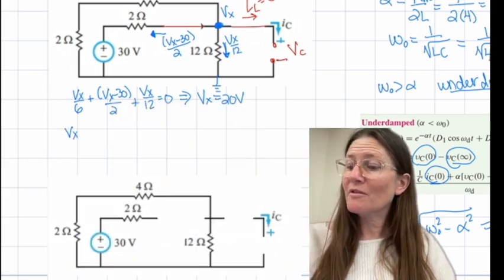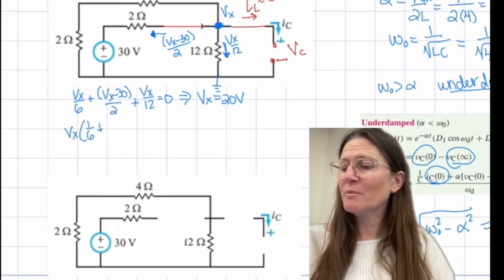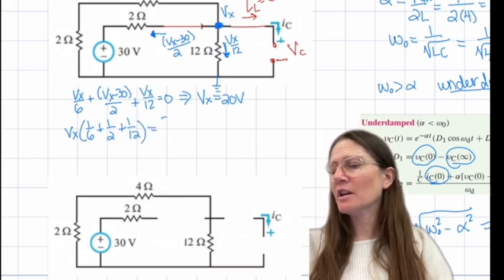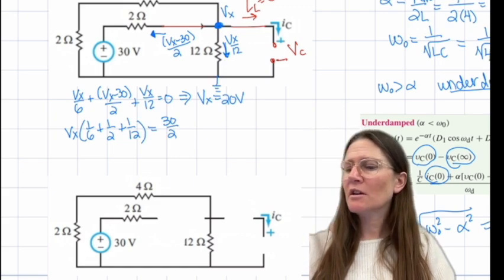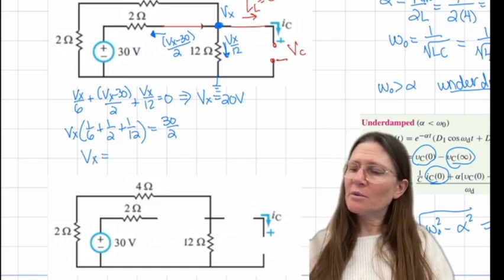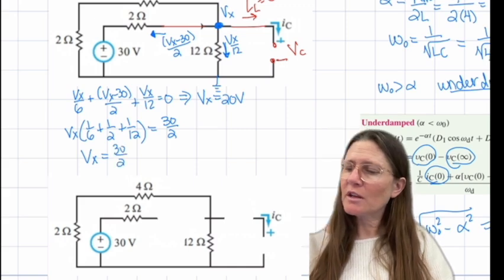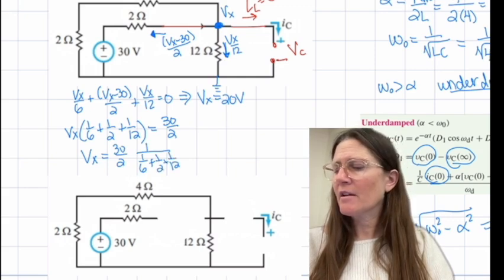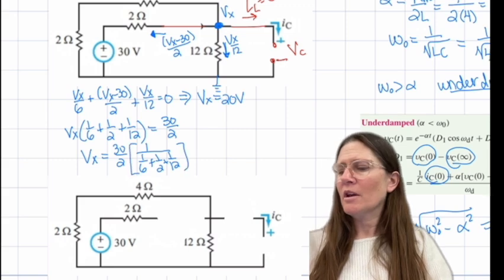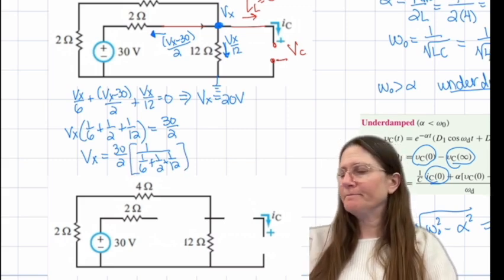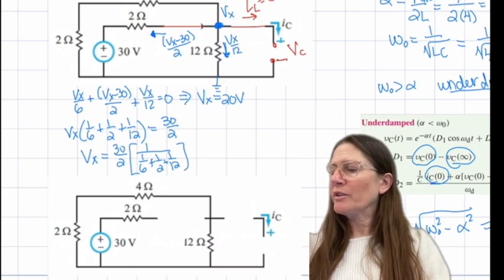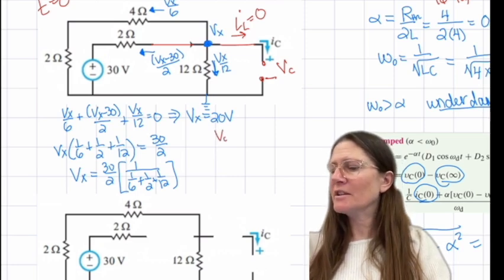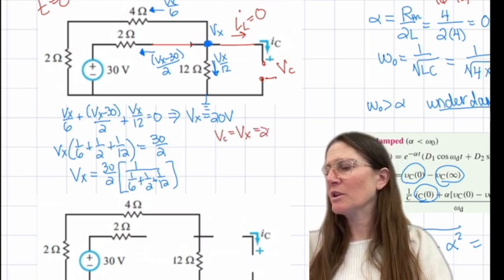So to solve that, just to back up one step, I'm just going to combine all of the variables with Vx, and then I take the 30 over 2 to the other side. And then this ends up being 30 over 2, and then I do 1 over each of these, and multiply those out, and that will be 20. So what is Vc? Correct. Vc is equal to that Vx, which will be that 20 volts that we just found.